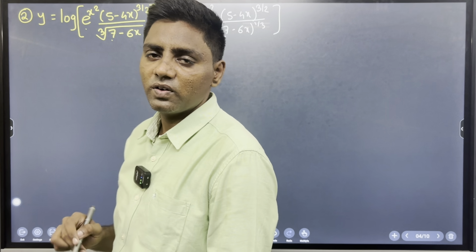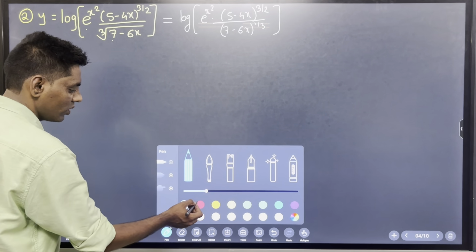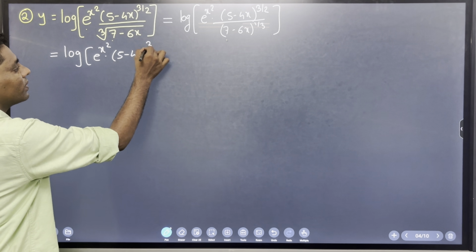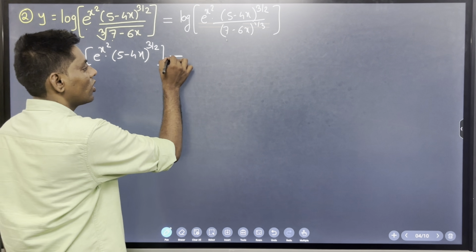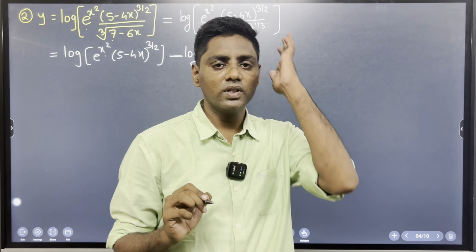So after writing the power of each term, we apply the formula. When we observe here, there are again three terms. Both terms present in the numerator are in product. Whenever there is a product, just use addition, and when the term is present in the denominator, use the division property. So by using the first division property, let's write here e raised to x square into bracket 5 minus 4x raised to power 3 by 2, this is our m, minus log of n, so the next answer is log of 7 minus 6x raised to 1/3. So we used the first property, log of a division.